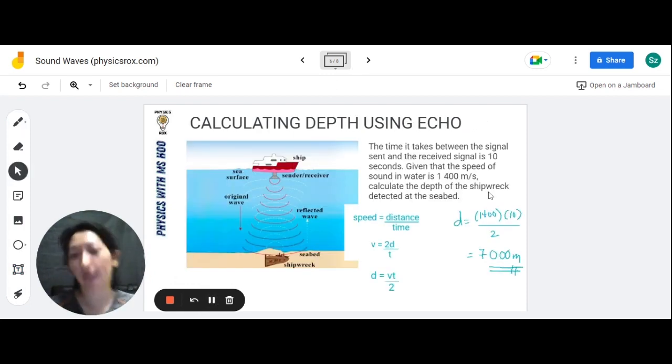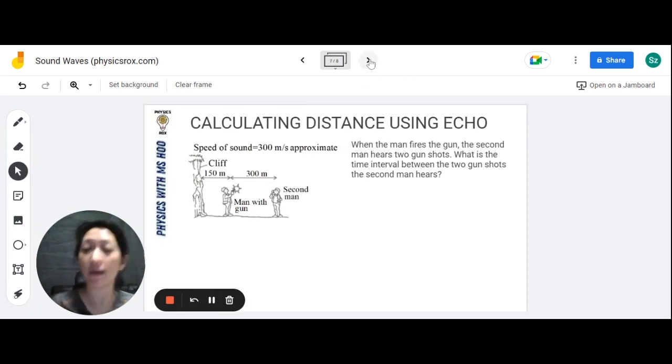Now, sometimes you may come across questions that are a little bit more complicated. For example, this kind of question. In this diagram, you have a cliff and 2 men, 1 man with a gun and a second man who's just listening. The man with the gun is not shooting at the second man, okay? He's just shooting in the air. So, in this question, when the man with the gun fires the gun, the second man hears 2 gunshots. And the question is, what is the time interval between the 2 gunshots that the second man hears?